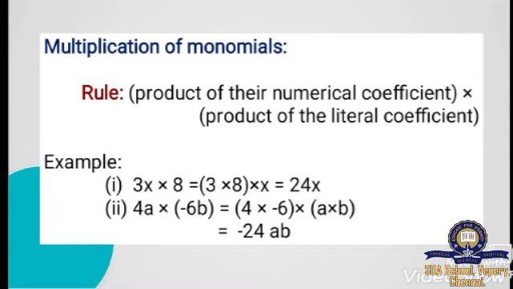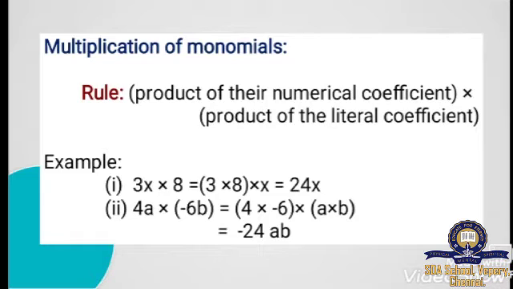Multiplication of monomials. First we are going to see multiplication of monomials. It has one rule: the product of the numerical coefficients into the product of the literal coefficients. For example, 3x into 8. According to this rule, first we take the numerical coefficients into the literal, so we get 3 into 8 into x. So 3 into 8 is 24x.